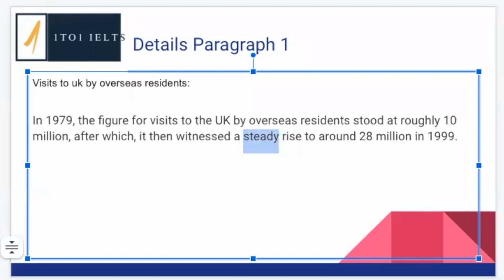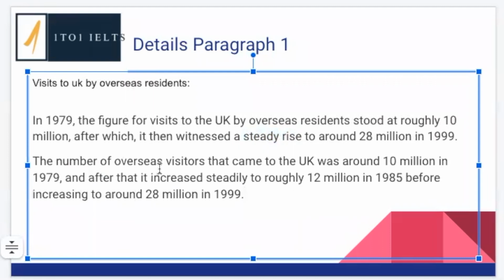Okay, so let's look at our next one. So I've got my trays here. The number of overseas visitors that came to the UK was around 10 million in 1979. Again, I really like the way that you're adding in these relative clauses. Very nice way to vary your language and your grammar. And after that, so it refers to the number, good, increased steadily to roughly 12 million in 1985.